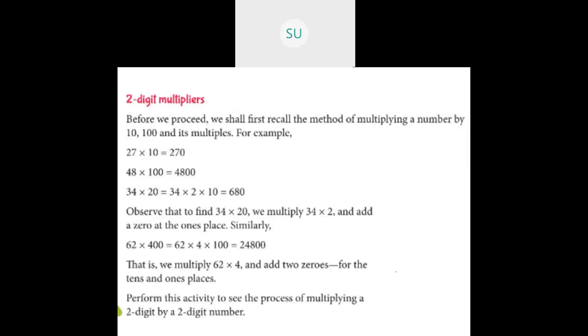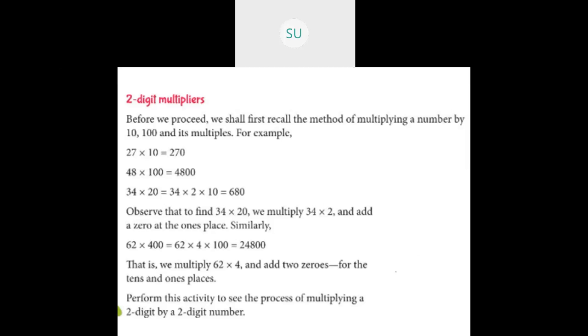Then we have multiplying by zero. Whenever you multiply a number by zero, your final product is zero only. The next is multiplying by 1. When you multiply any number by 1, your product will be that number itself. For example, 16 into 1: 16 ones are 16, so 16 into 1 is 16 only. The product will be the number itself. So these are the properties of multiplication.